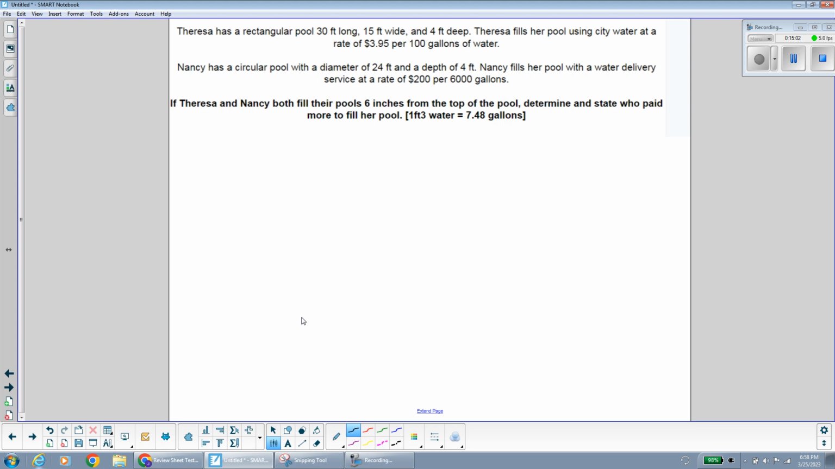So it's asking if both pools are filled 6 inches from the top of the pool, who paid more to fill up the pool? So once again, we're talking about filling up the pool, filling something up with something. So we're talking about volume here. We're going to have to find the volumes of the pool. So let me make a spot for Teresa's pool. That's the rectangular pool. And for Nancy's pool, that's the circular pool. And I do also want to keep in mind the units. The units are all feet. So I want to also keep that in mind.